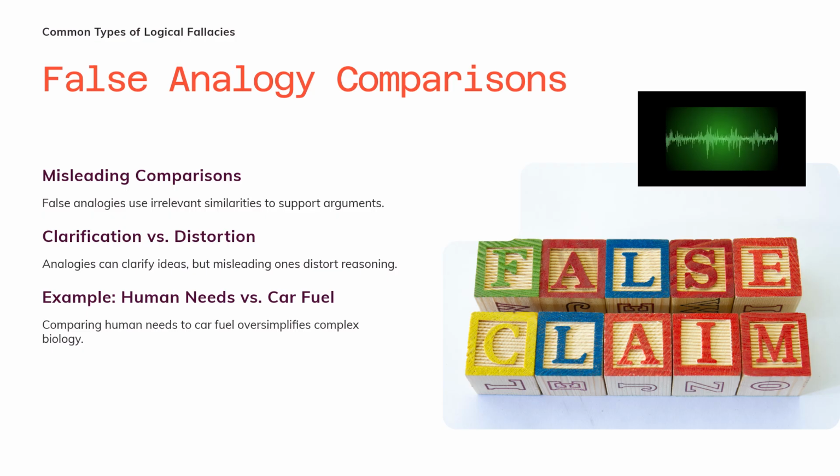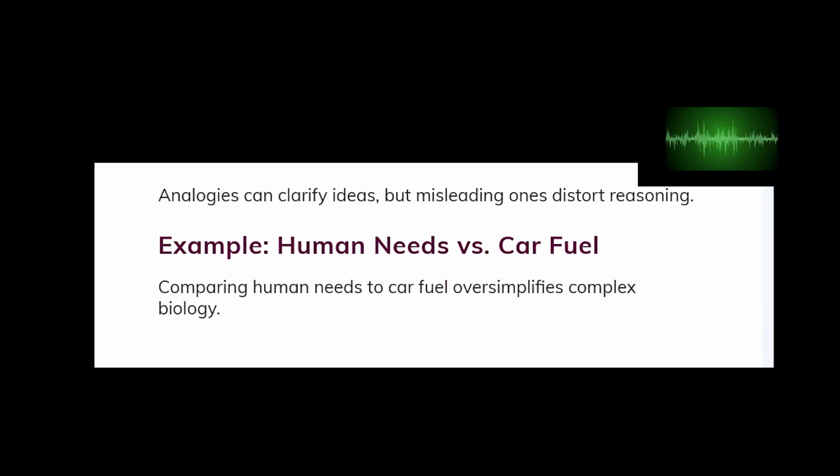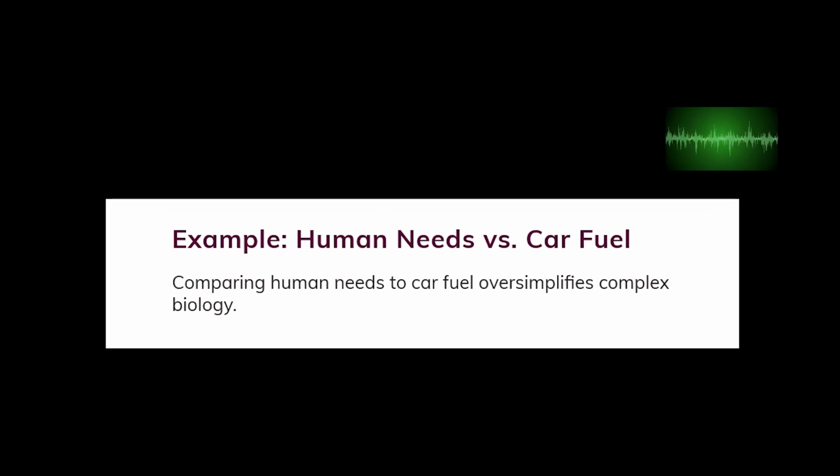False analogy. The false analogy fallacy occurs when an argument is based on misleading, superficial, or implausible comparisons. While analogies can be useful for clarification, they can also misrepresent the situation if the similarities are not relevant. Example: just as a car needs fuel to run, humans need to consume energy drinks to function. This analogy fails because the comparison between a mechanical object and a biological organism is flawed and oversimplifies human needs.